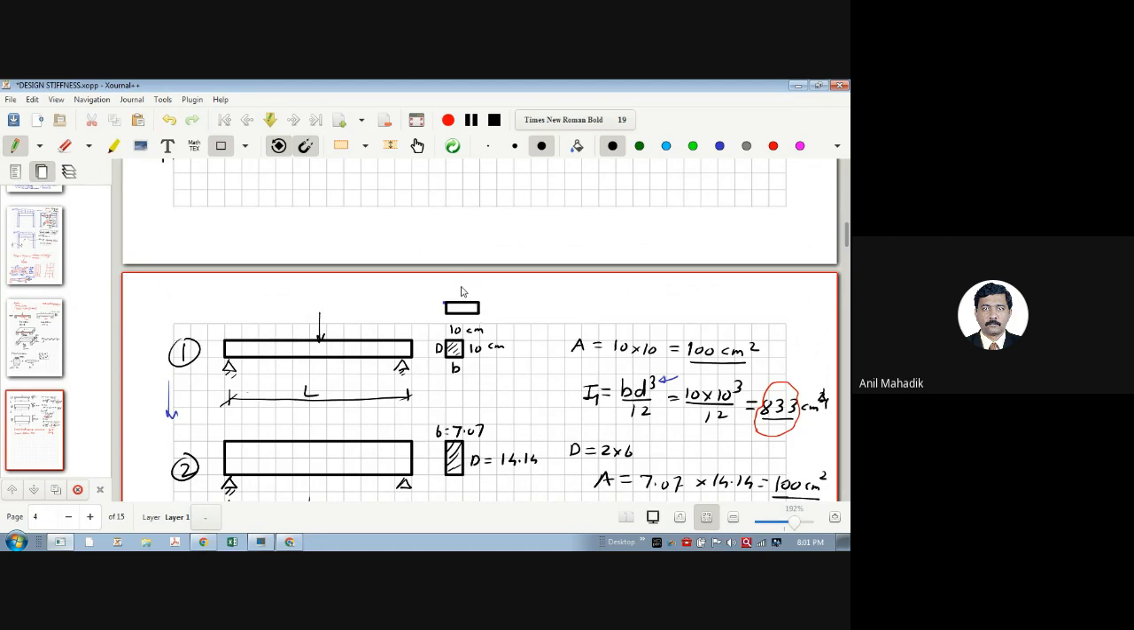Okay, ये है मेरा problem. And here what I am doing, I am increasing the D as 14.4. ये 14.4 है 14 and ये मेरा 7.07. Area is same, I know, 100 cm square. But moment of inertia क्या आएगा? BD cube upon 12, which is nothing but B is 14.14 into D is 7.07 cube upon 12. अभी इसका कितना आएगा moment of inertia?